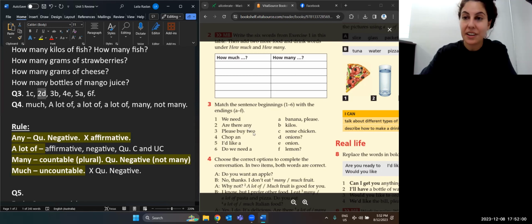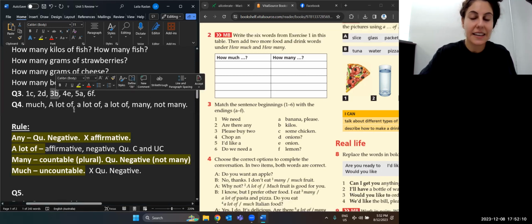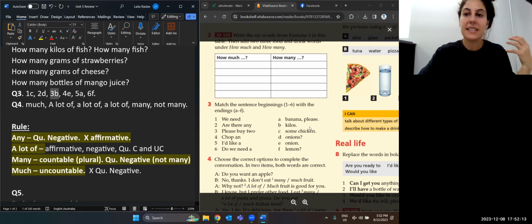Please buy 2. Now we can see the plural. Please buy 2 kilos. Again, it could say of rice. Please buy 2 kilos of flour. Please buy 2 kilos of something. Uncountable noun. So you should see the structure. That is an uncountable noun because I have a number, kilos of something. That's an uncountable structure.